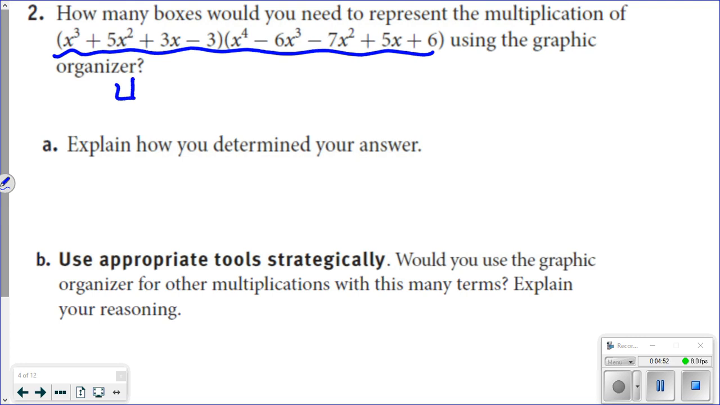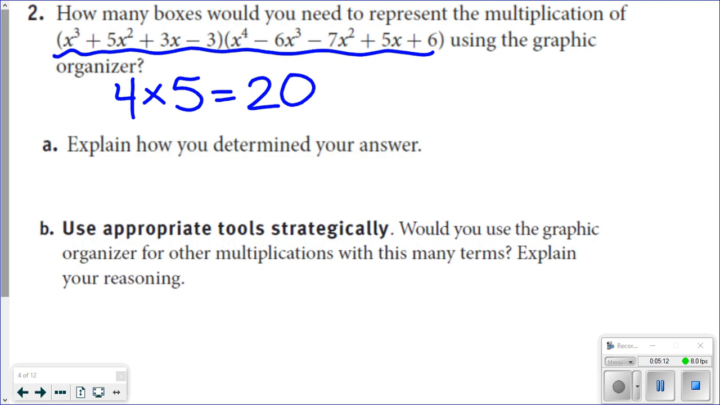This first set of parentheses has 4 terms. The second one has 5, and so it's a total of 20. How did I get that? I multiplied the number of terms in both polynomials. So that would be question A. I multiplied 4 times 5, the number of terms in each polynomial.